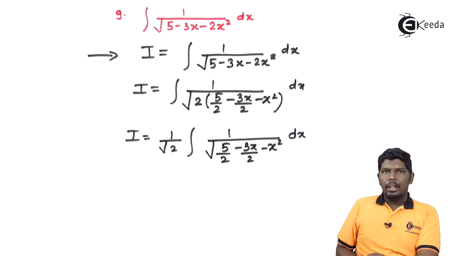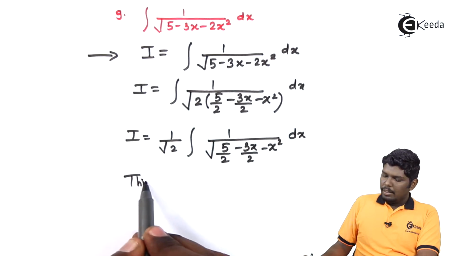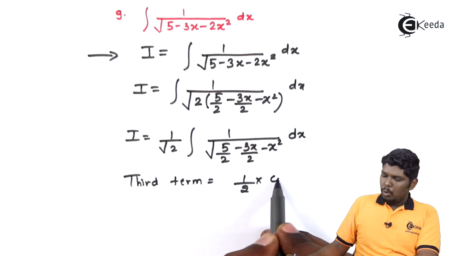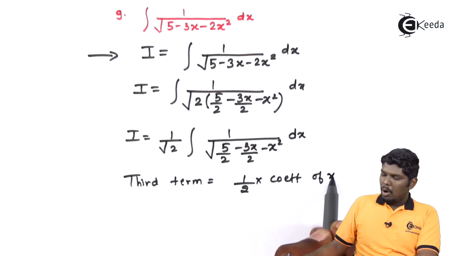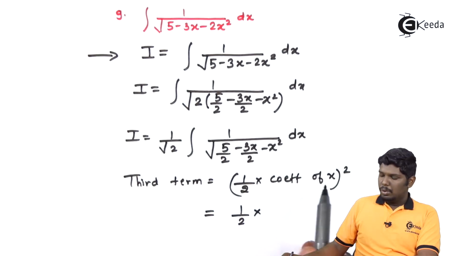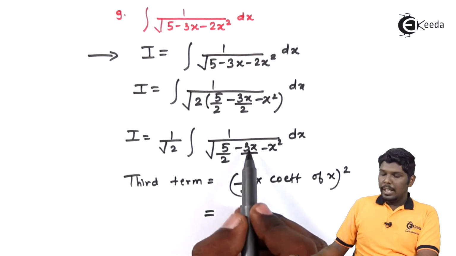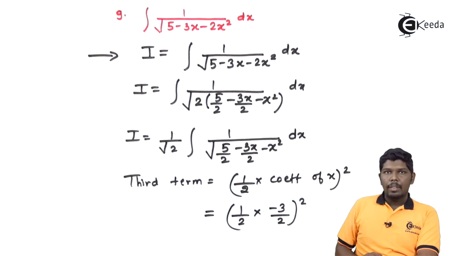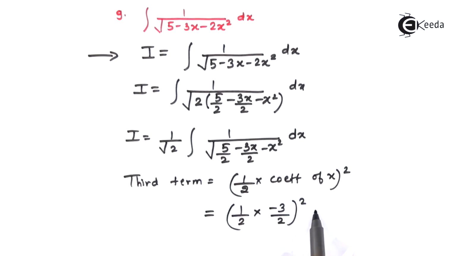Now let us find the third term. Third term is equal to half into coefficient of x the whole square, that is equal to half into coefficient of x, you can see it is minus 3 upon 2, the whole square. 1 into minus 3 will be minus 3 upon 2 into 2 we have 4 the whole square, which will give you 9 upon 16.